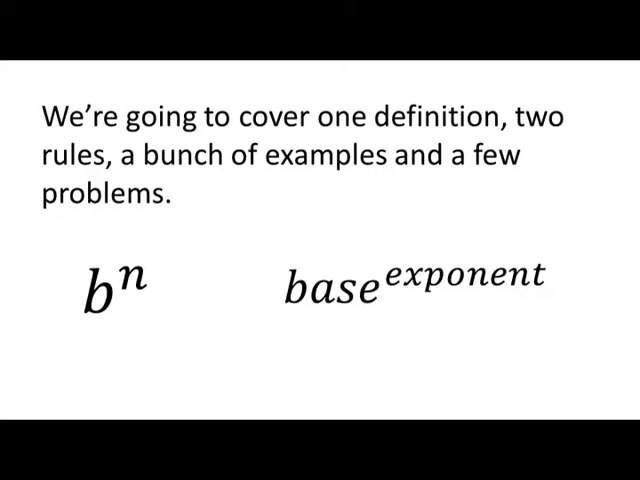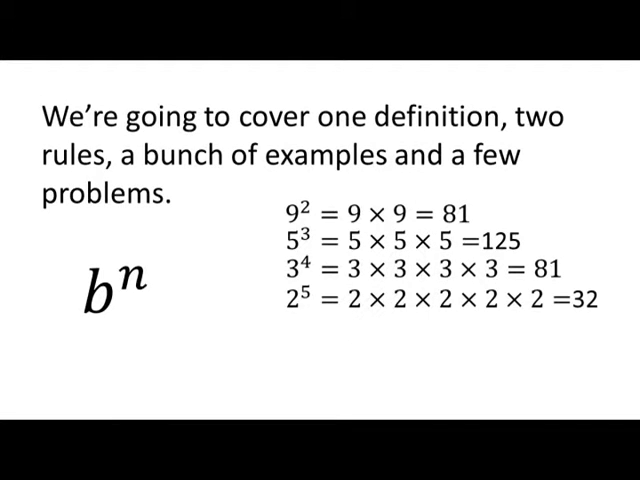You've all seen powers before, like 9 squared or 5 cubed. The big number in the power is called the base. The small number that's up in the right-hand corner is called the exponent. You find the power of a number by multiplying the base times itself however many times the exponent tells us to. Here are some examples.